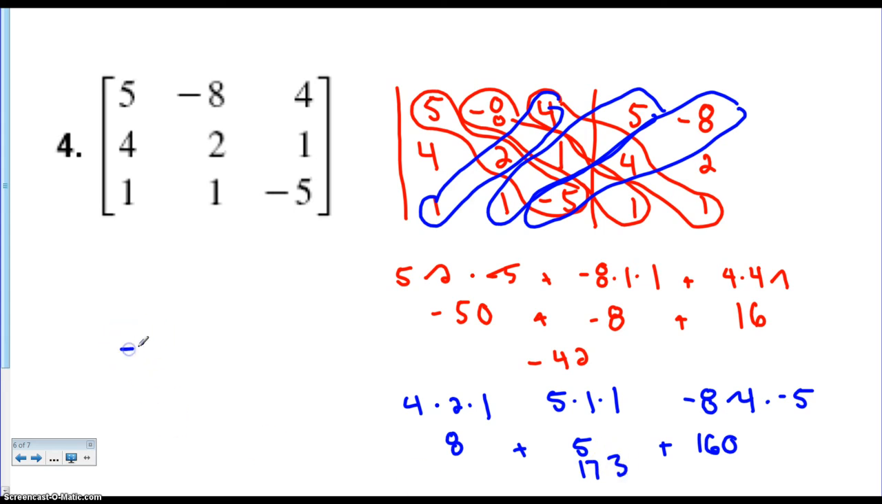And I'm going to take negative 42 and subtract 173. And I end up with negative 215. So negative 215 is the determinant of this matrix. So now try the next one.